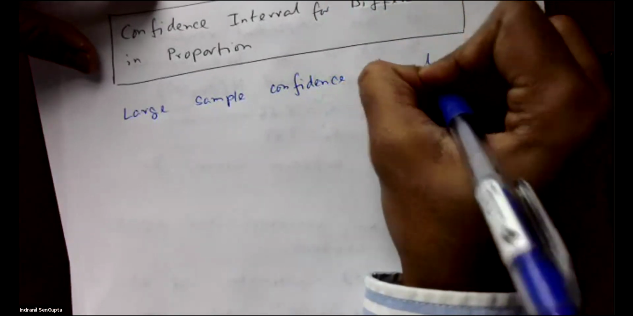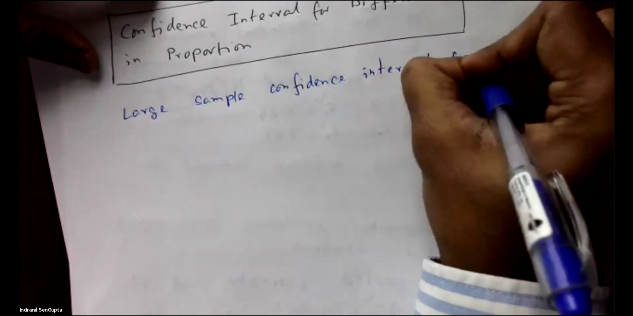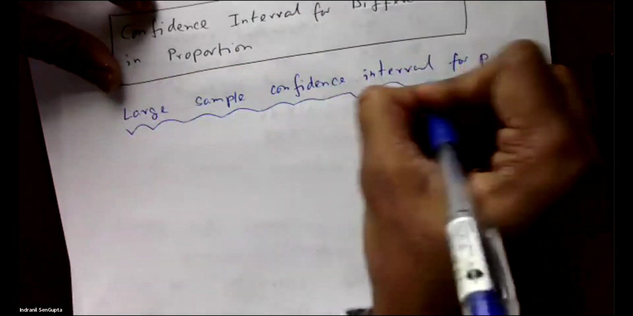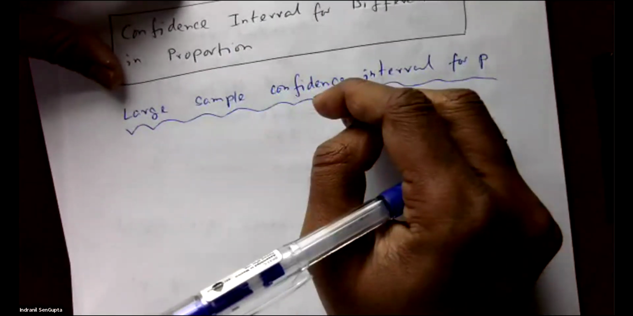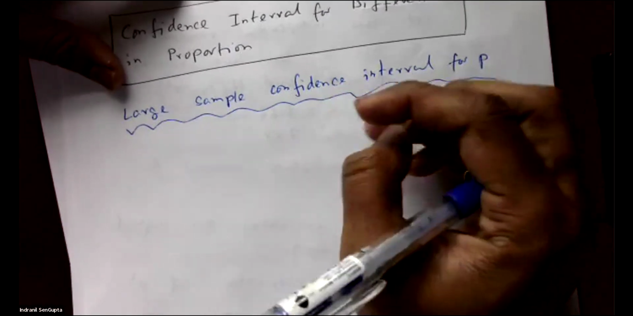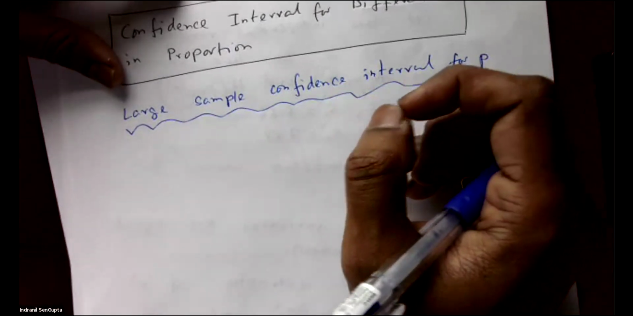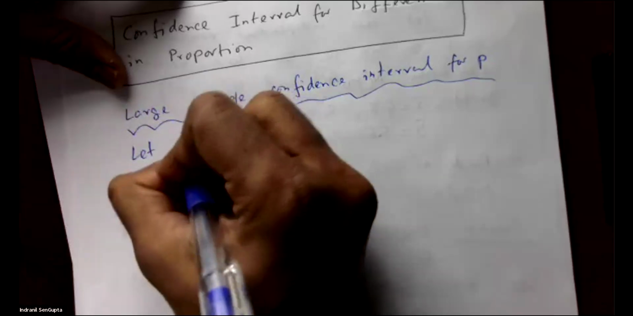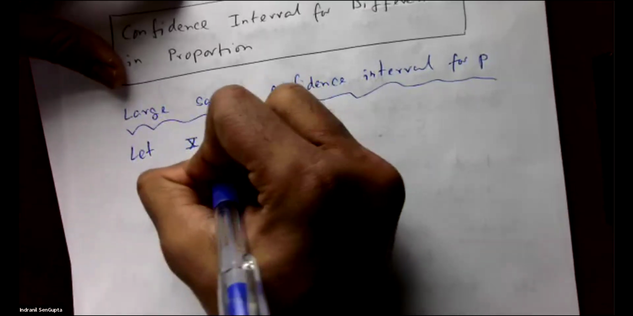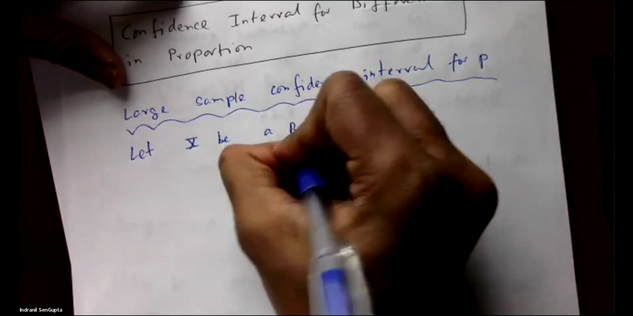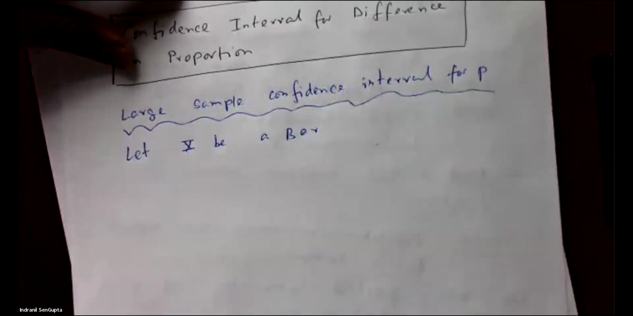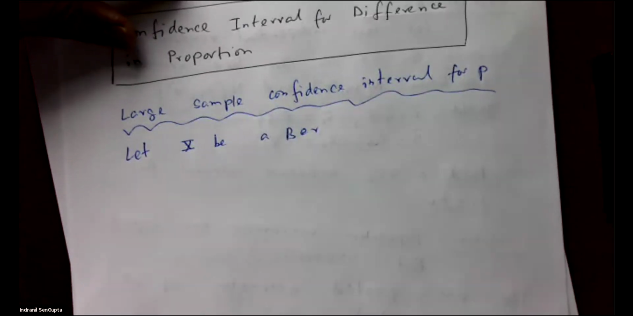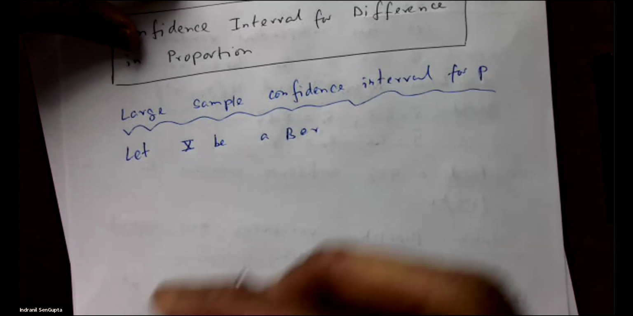Interval for P. Okay, so this goes like this. Let X be a Bernoulli random variable. What was a Bernoulli random variable? It's a random variable that can either take the value 1 with a certain probability, or 0, which is 1 minus that probability, right?